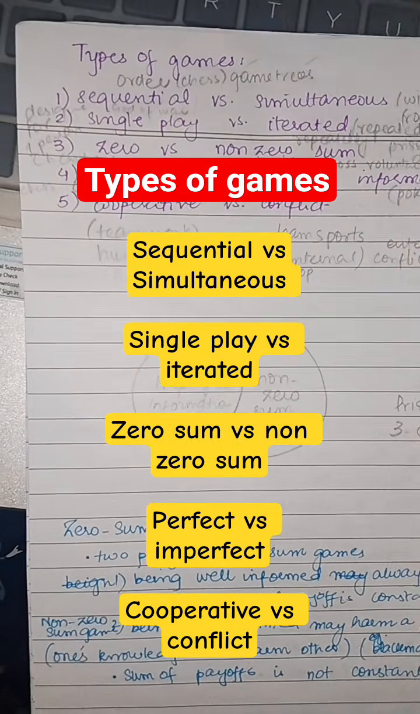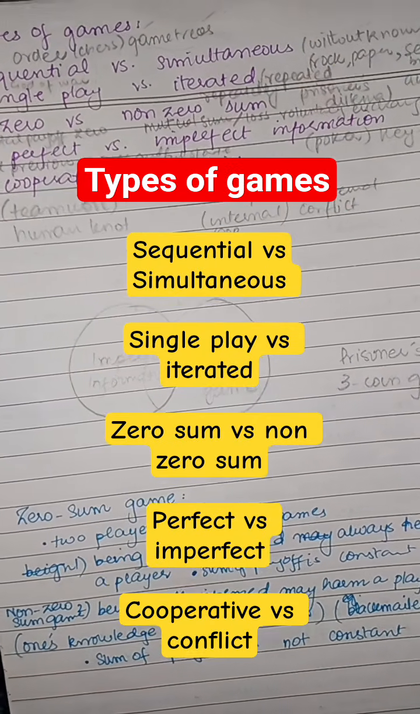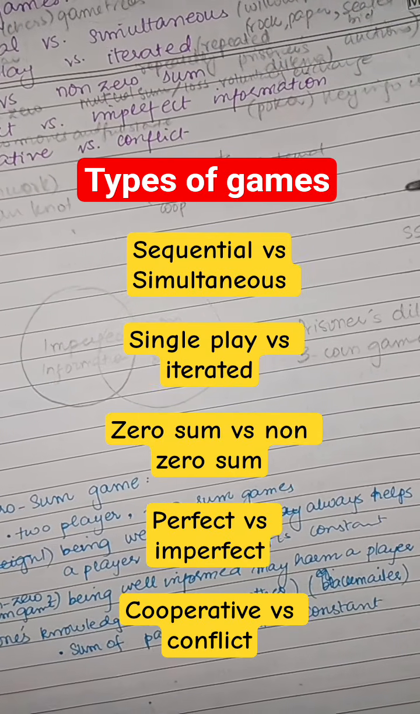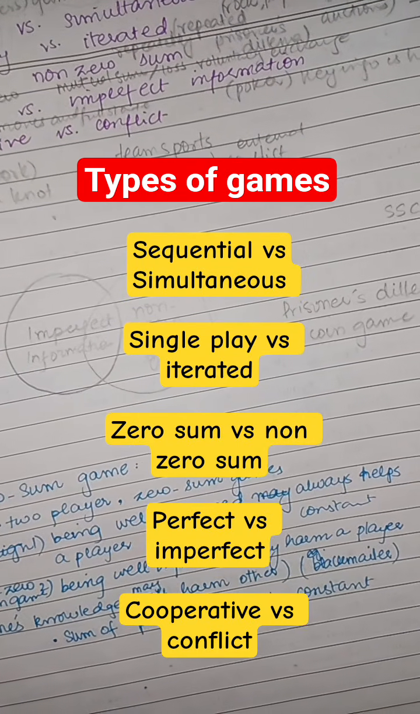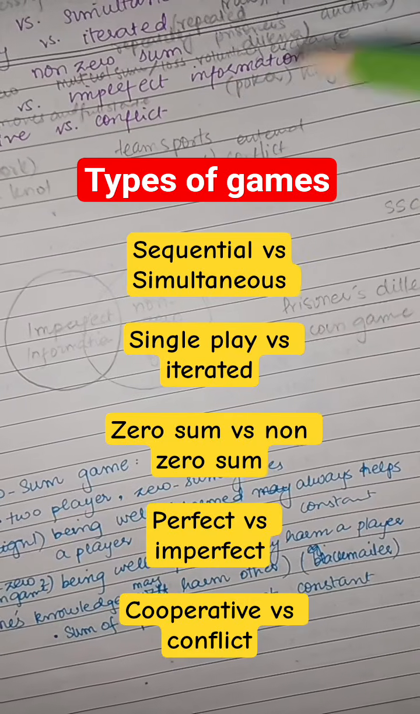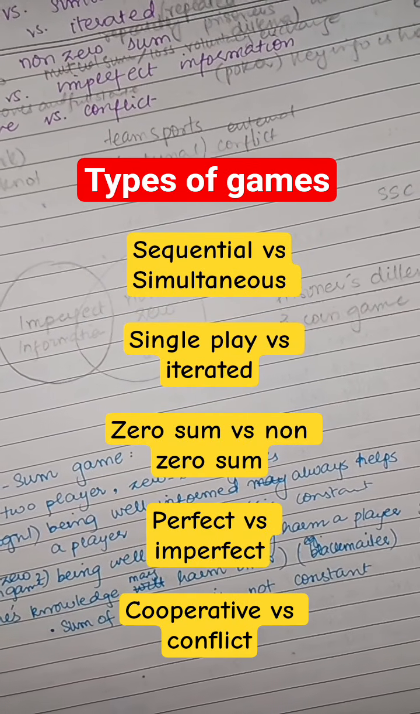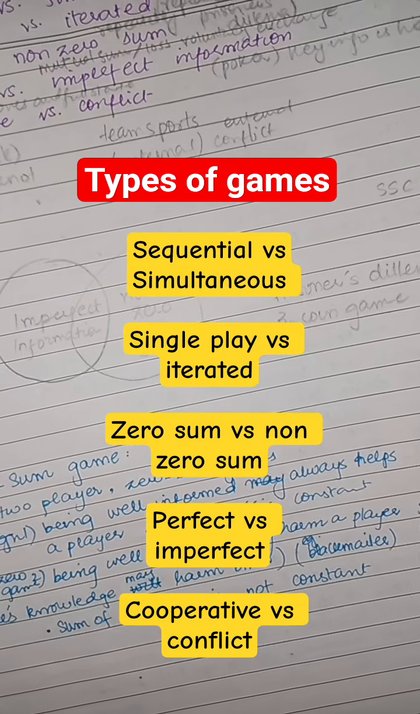Then we have single play versus iterated. Basically, in single play, there's one shot. It is designed for one person only, while iterated has a series of problems or games. For example, repeated prisoner's dilemma. Prisoner's dilemma is basically a sort of game that we study in AI, in which both of the prisoners are separately given negotiation deals. If one backs out or betrays the other, he wins. But if they don't betray each other, they cooperate with each other by staying silent, they both win, right?